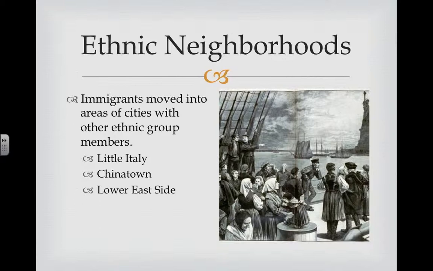So examples: Little Italy, Chinatown, and the Lower East Side. These are all examples of ethnic neighborhoods. This is a picture of people coming across the ocean and going to Ellis Island.